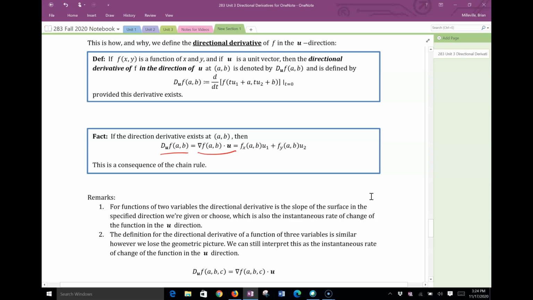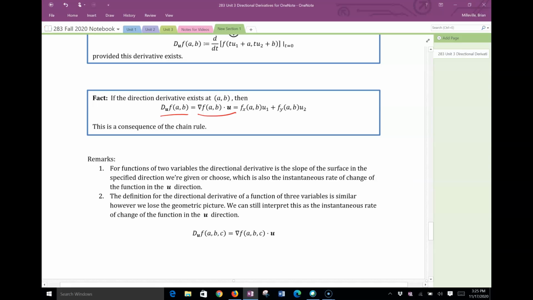We can also think about that as the instantaneous rate of change in the direction of u. Now, the other remark here is that the directional derivative, as we've defined it, can be extended to functions of 3 variables or 4 variables or however many. We just won't be able to graph it, so we lose some of the geometric picture here. We can still interpret that, though, as the instantaneous rate of change in the u direction. So I've written out how we would compute the directional derivative for a 3-variable function. It would just be a 3-variable vector u, and the gradient would be evaluated at a point, say, A, B, and C. But you're still getting a numerical quantity.